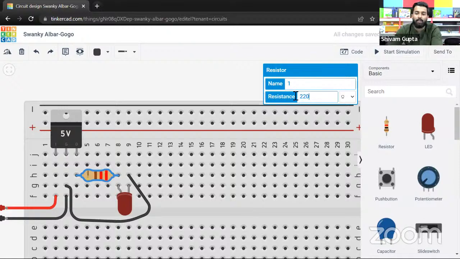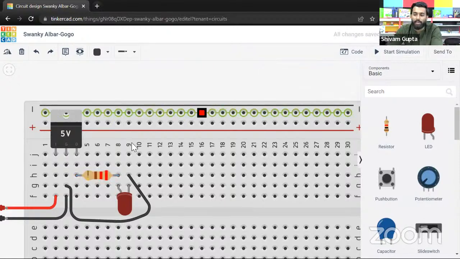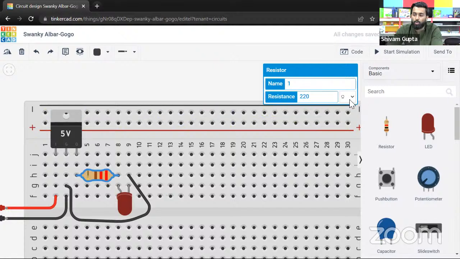So for this experiment, we can take 220 ohms. So ohms, here you can see ohms is the unit. Like we have different units for measuring quantity. Like for weight, we use grams, kilograms, right? For distance, we use meters, kilometers. Similarly, for the resistance, we use ohms. There are so many, like there are many units as well, like ohms, kilo ohms, okay, milli ohms. So several units are there.